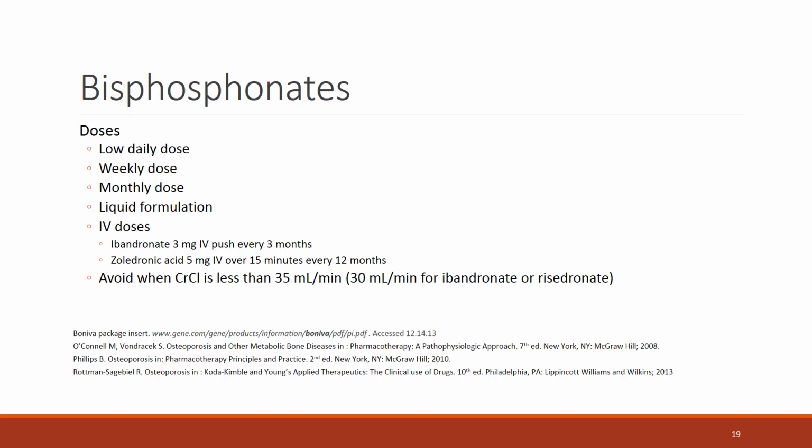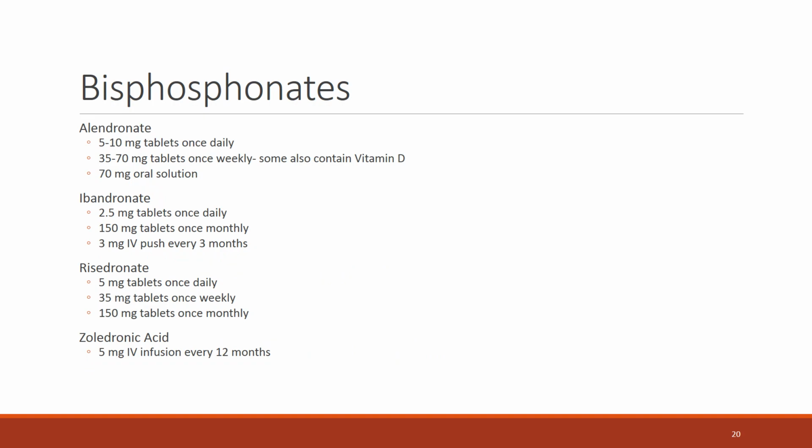You do need to avoid using these agents when patients' renal function is severely reduced, if it's less than 35 milliliters per minute for alendronate and zoledronic acid, and then 30 for ibandronate or risedronate. I did list the dosing here for your more common ones. Alendronate, again, most common, ibandronate, risedronate, and then zoledronic acid is only used IV, and that's once a year.